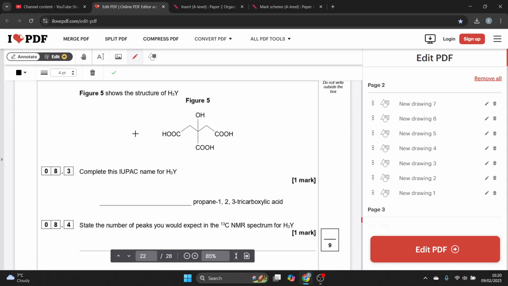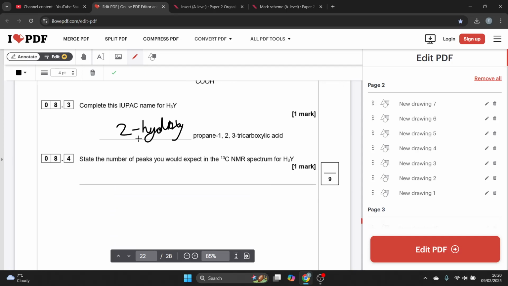Question 8.3, complete this IUPAC name for H3Y. It's going to be 2-hydroxy, because I've got a hydroxy group on the second carbon. The number of peaks, again, I haven't gone through this.